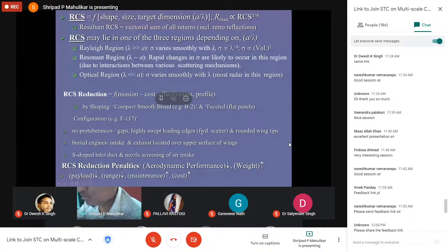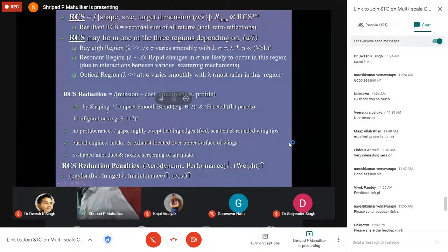The main aim is to minimize the backscatter, because from the point of view of shaping, the basic idea is that the radar is monostatic. Monostatic means transmitter and receiver are at the same location. So what is more important is that the reflection should not take place in the same direction as the transmission. Reflection in the same direction as transmission is called backscatter. Backscatter is to be minimized, and minimizing backscatter means encouraging forward scatter. How do we encourage forward scatter? By shaping.